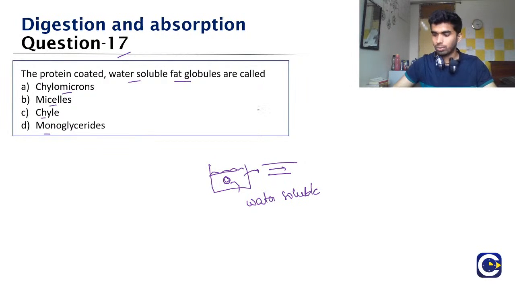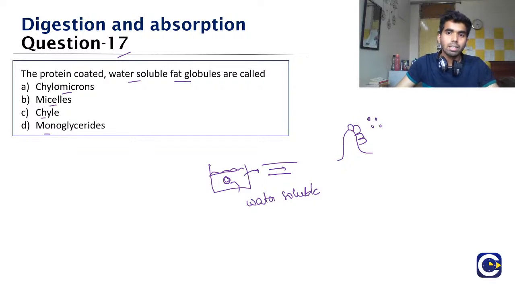It is chylomicrons. So see, this is the mucosa of the small intestine, and these are the enterocytes. These are the cells of the small intestine, and here the fatty acids are present. After complete absorption, the fatty acids are present in the lumen.